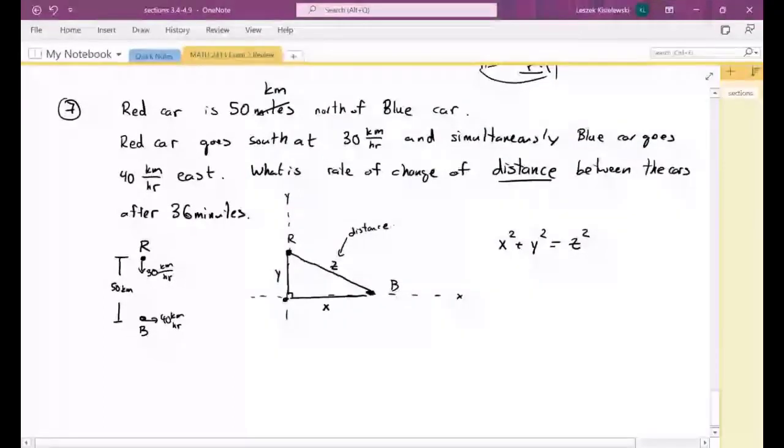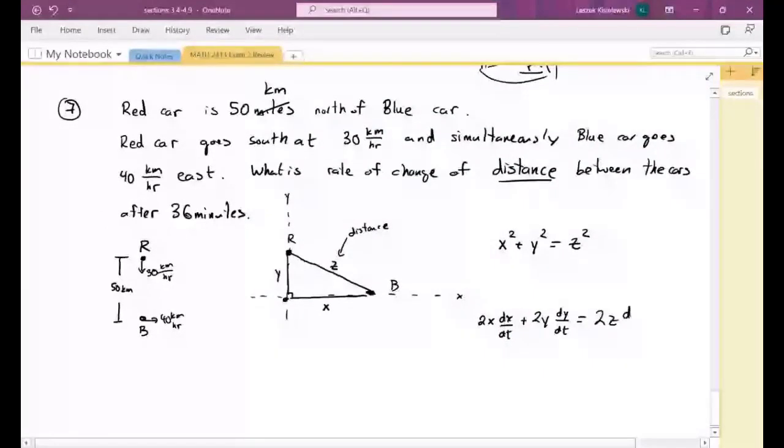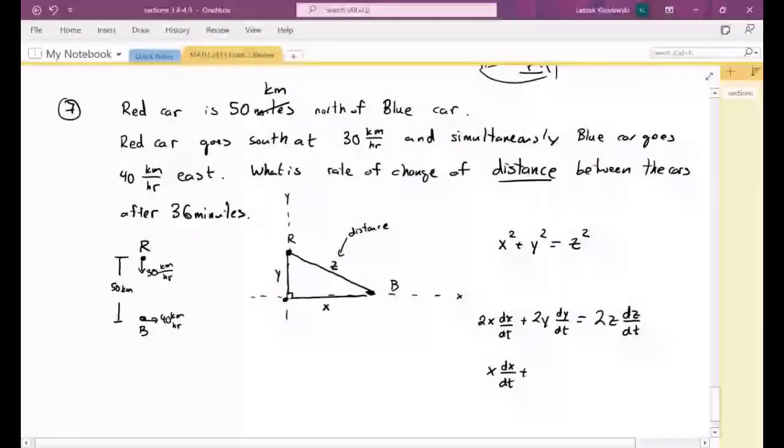Okay, great. So what do we do next? Well, we differentiate everything with respect to time. Everything's a function of time here, so chain rule. Of course, I'm just going to divide by 2, right?